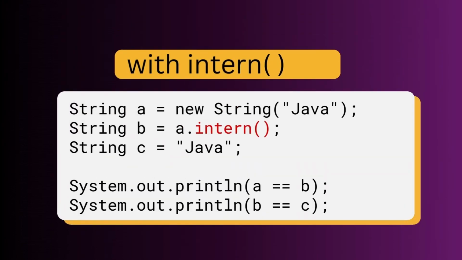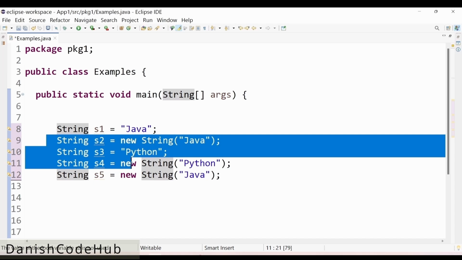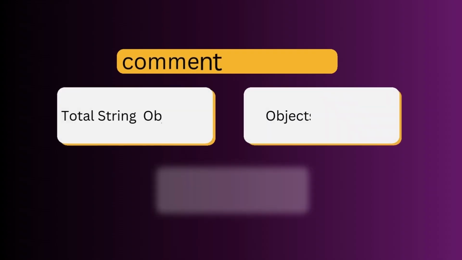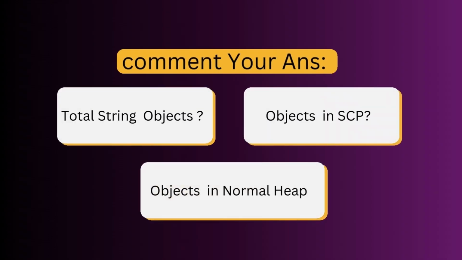Now guys, I'm not going to explain this example. This is your assignment. Take a sheet of paper and a pen and start analyzing it step by step the way we did throughout this video. Please do not use an IDE, do not run the code, and give me your answers in the comment section. Total string objects, how many objects will go into the SCP and how many will go into normal heap.